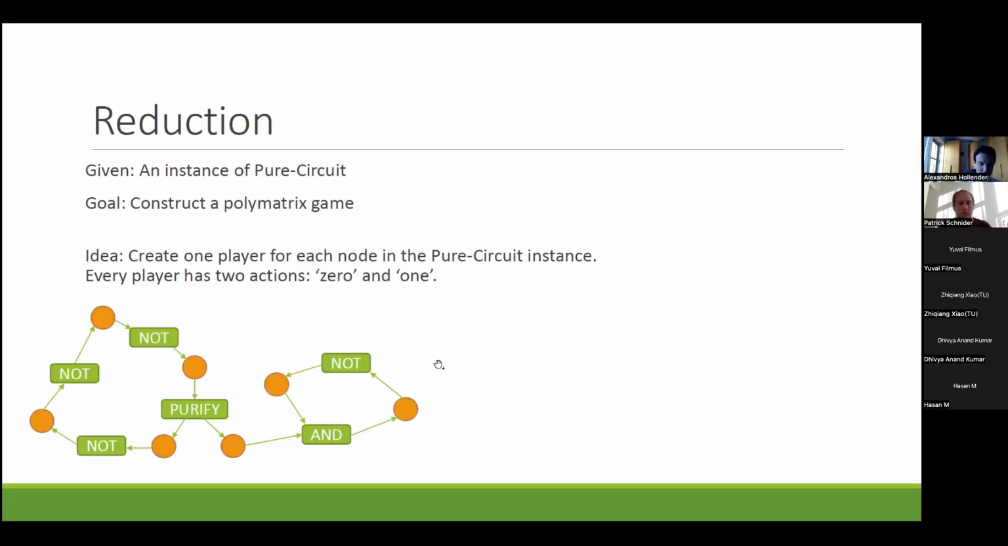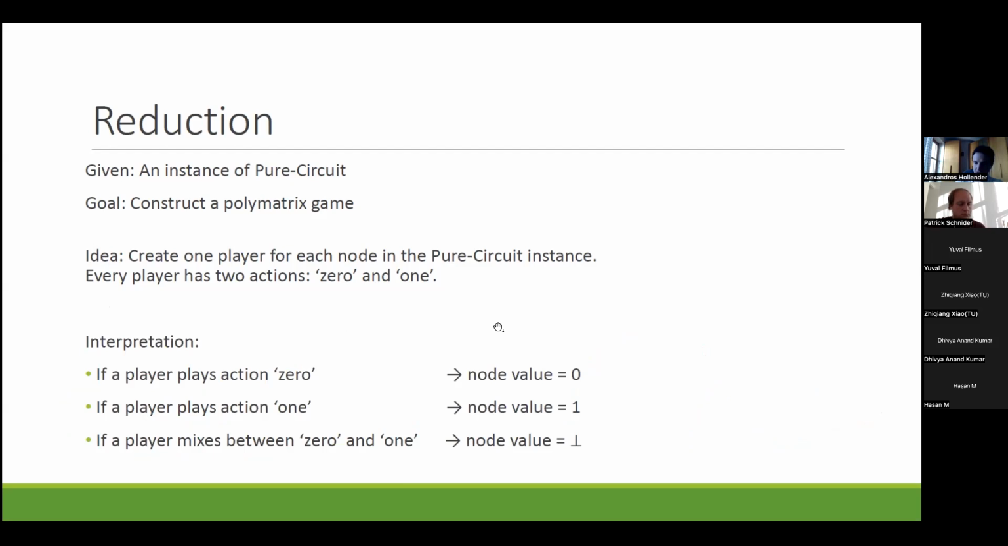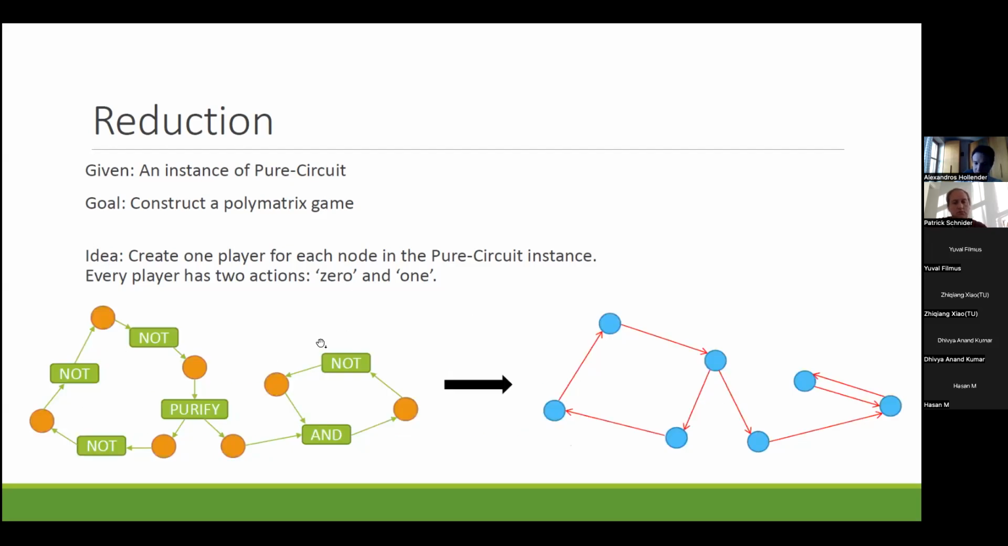In a picture, if this is our original PureCircuit instance, then we construct a polynomial time polymatrix game where there is one player, represented as a blue node, corresponding to each node of the original instance. And then we have to define what the interactions between the players are in such a way that the gate constraints are implemented, meaning that if we map back the values, as I explained, according to these rules, the original gates are correctly implemented. And it turns out that this is not too hard to do.